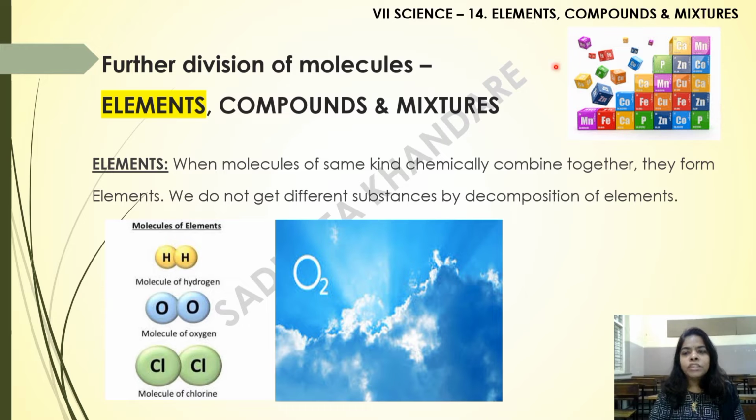These are all the elements, children, present in the periodic table. A few of them are shown here. Elements. When molecules of same kind chemically combine together, they form elements. We do not get different substances by decomposition of elements. See, elements will be made by joining same kind of atoms. Hydrogen means HH. Oxygen means OO. Chlorine means Cl and Cl. So, elements are made by joining same kinds of atoms. This is oxygen gas present in atmosphere.